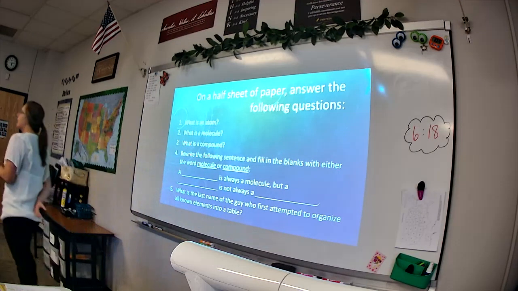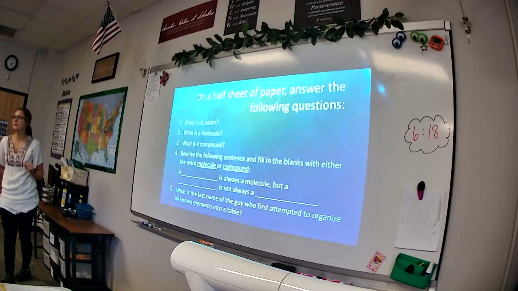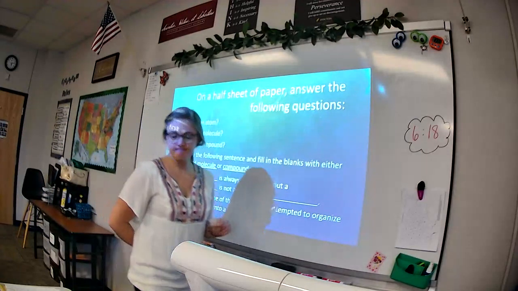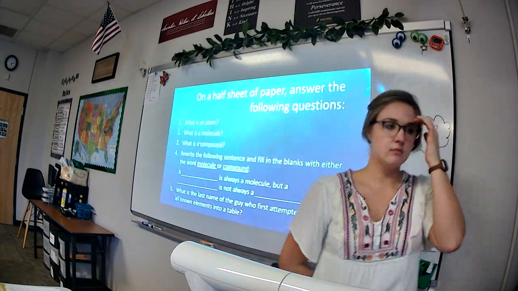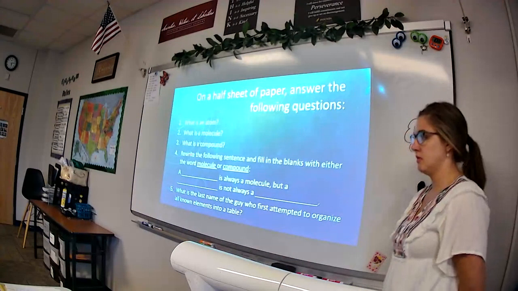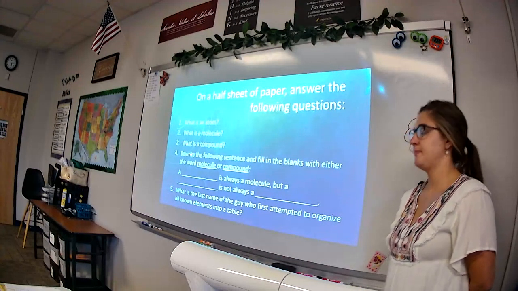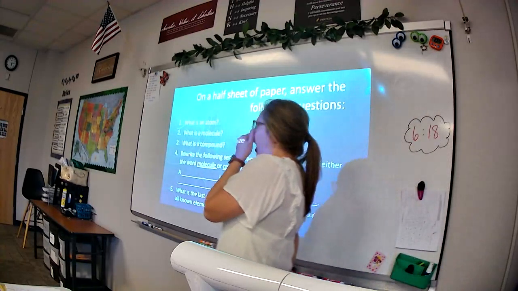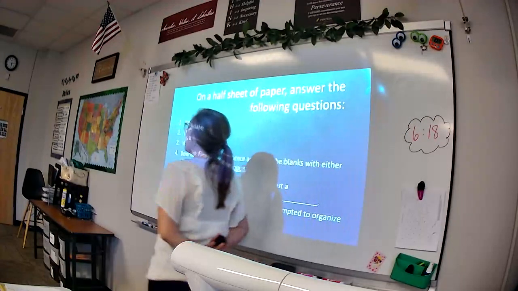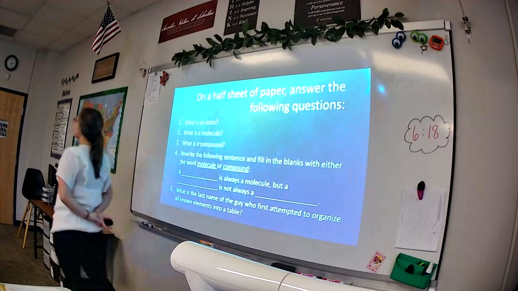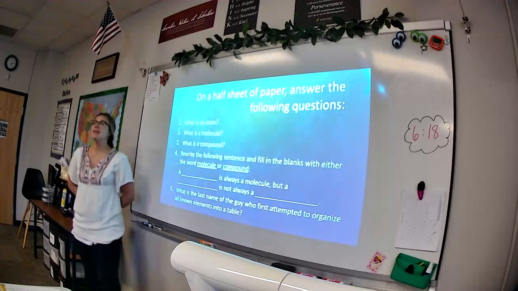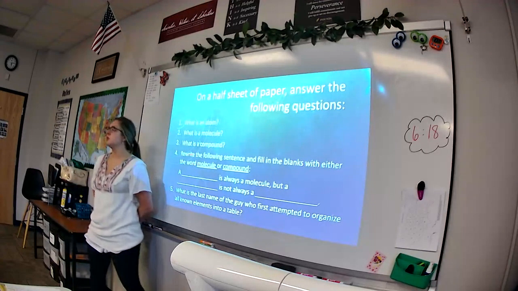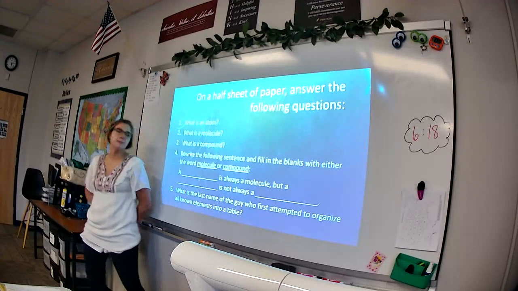So, number 1, what is an atom? What is an atom? Bella? Very good. It is the smallest particle into which an element can be divided and still maintain properties of that element. Is it the smallest you can go? No. You can get smaller than an atom. It just will no longer behave like that element. Okay?